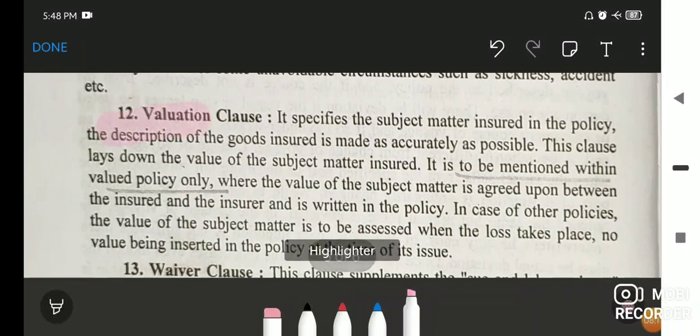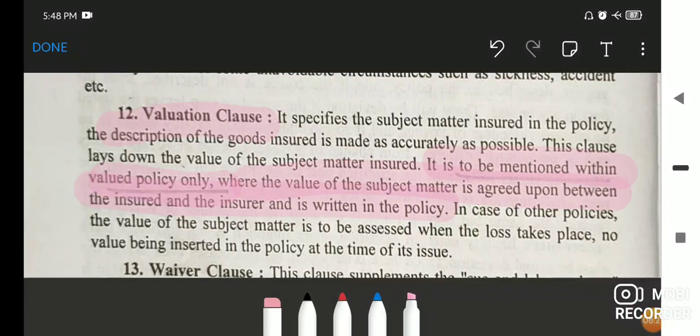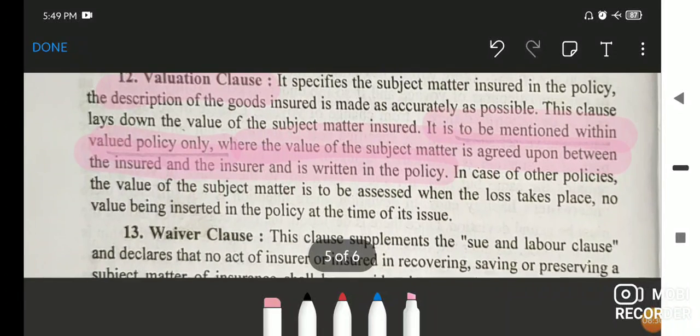Next is valuation clause. It is to be mentioned within the valued policy only where the value of the subject matter is agreed upon between the insured and the insurer and is written in the policy. That means at the time of taking the insurance policy itself, whatever value is mentioned in the policy, under that situation only the claim will be paid under valuation clause.